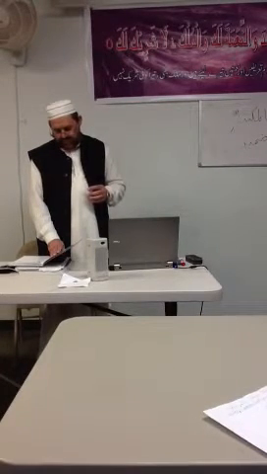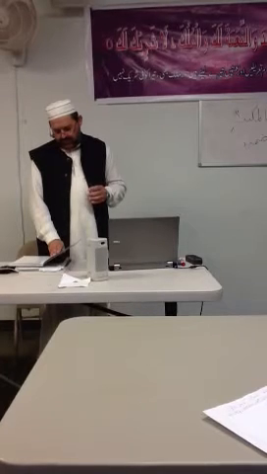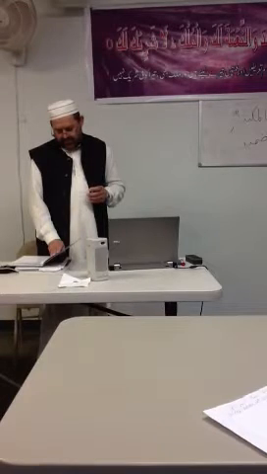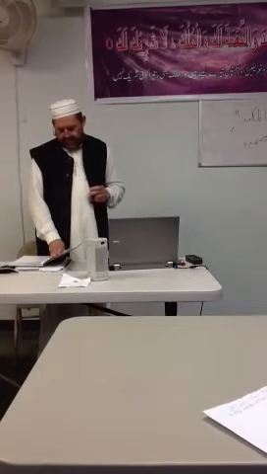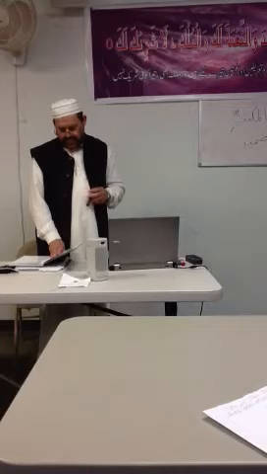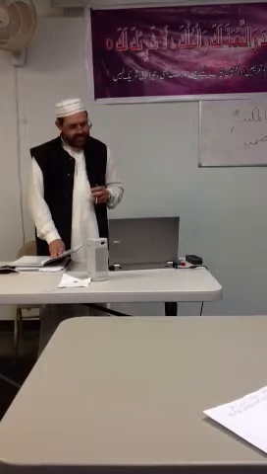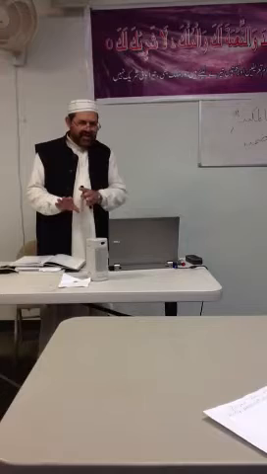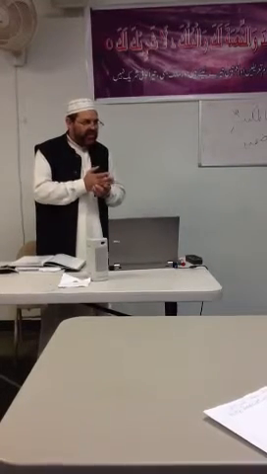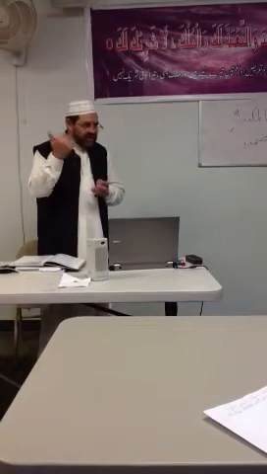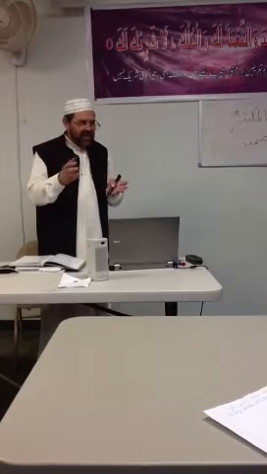And a feminine noun is referred to by the pronoun hiya, whether it denotes a human being, an animal, or a thing. Example: Aina Amina? Where is Amina? Hiya fil bayt. She is in the house. Aina al-sa'a? Where is the watch? Hiya ala al-sarir. It is on the bed. Very good. So these are examples for the feminine gender. Before that you had the examples of the masculine gender.